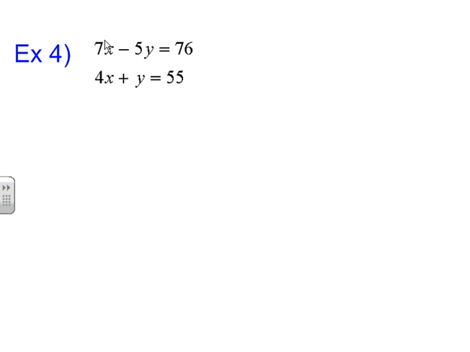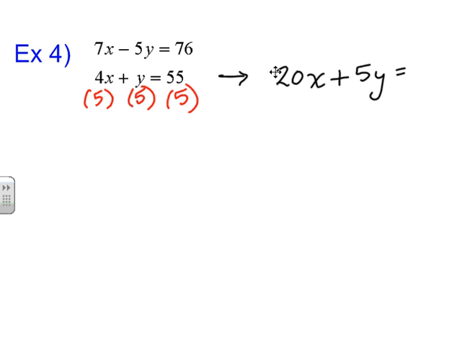Well, again, if I go add them straight up, I'm not going to be able to get rid of the x or the y. Here, to get rid of the x's would cost me a little bit more work. Here, I can see that if I multiplied everything by 5, I would have a positive 5y and a negative 5y, so my y's can go away. So I'm going to do that change. That would give us 20x plus 5y equals 275, I believe. And then this one is 7x minus 5y equals 76.